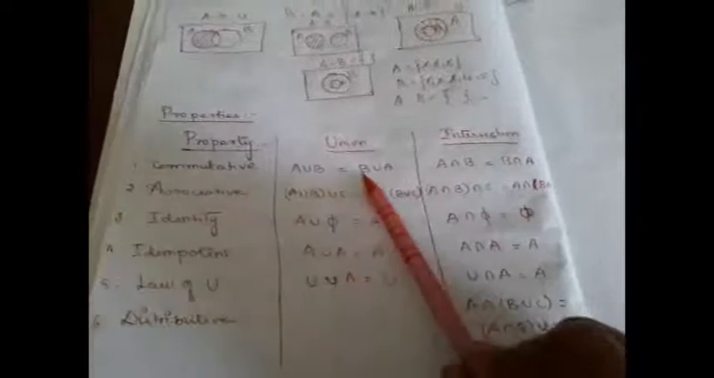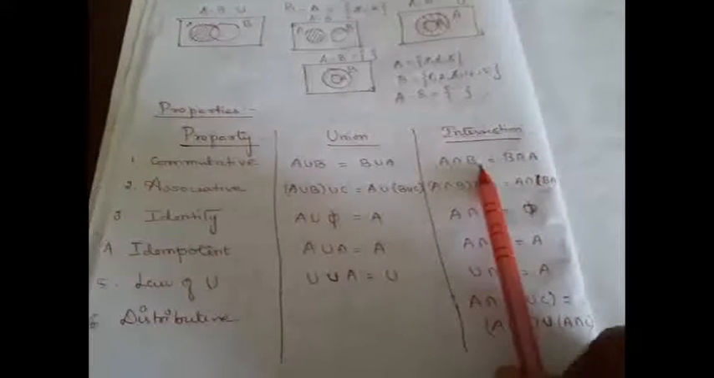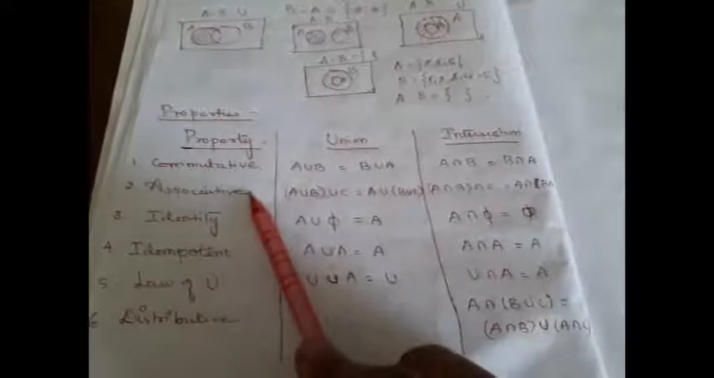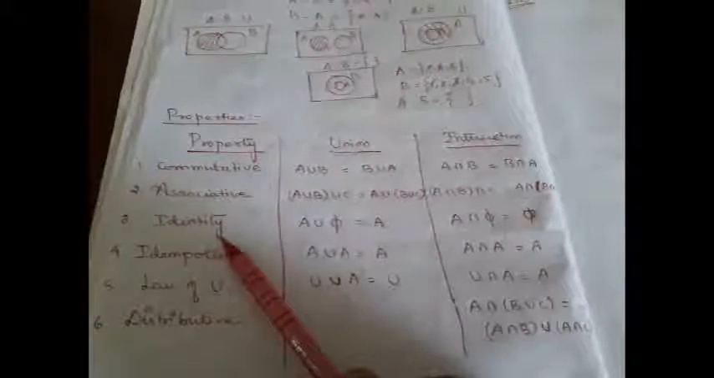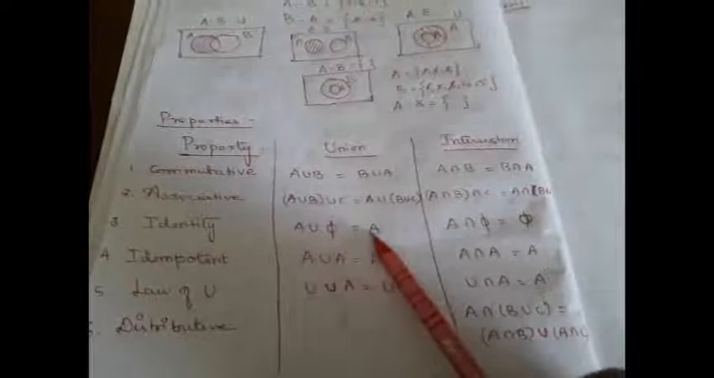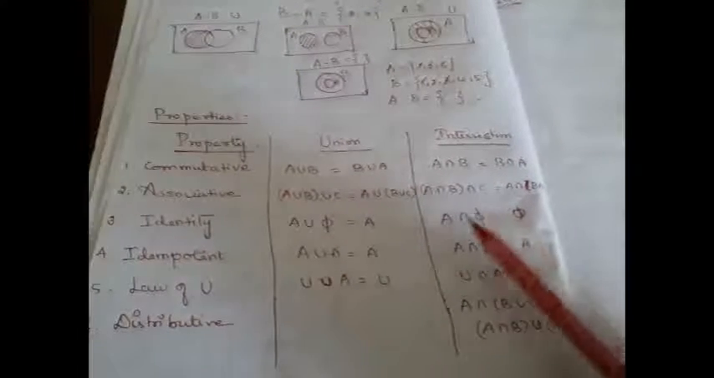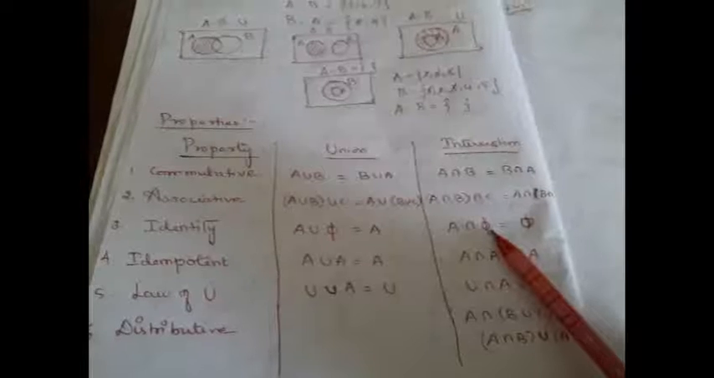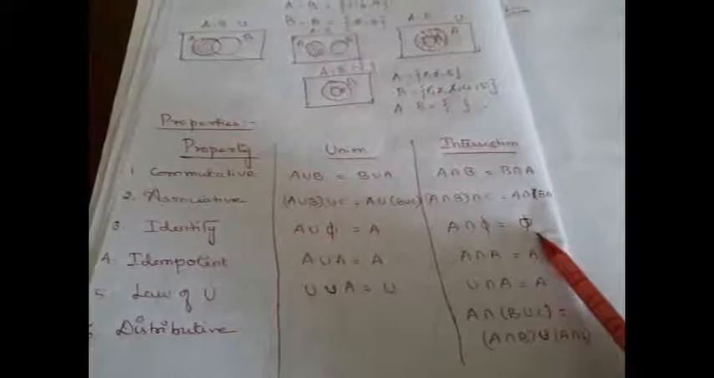Then at last we have discussed a few properties. Commutative property, which holds good for union and intersection. Associative property also holds good for union and intersection. Next is identity. Here the null set is the identity. If you find the union of a set with the null set, you will get the same set as your answer. If you find the intersection with the null set, obviously you will get the null set as your answer.